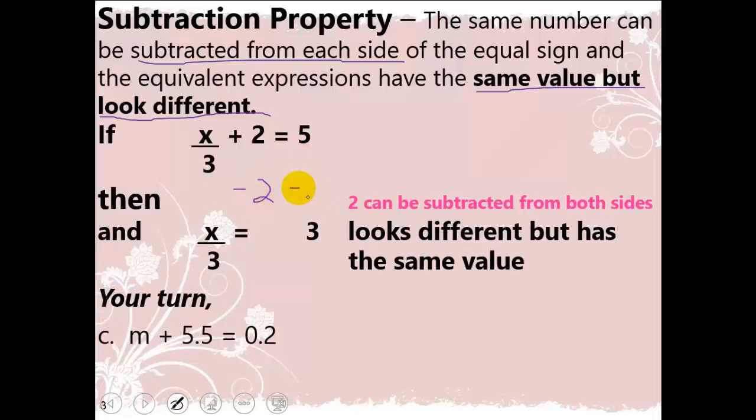If I subtract 2 from both sides of the equation, then I'm left with x divided by 3 is equal to 3. And we'll learn another step that we can take to solve that even further. So go ahead and try C on this slide. Hit pause and then come back and see if you got it right. So it's minus 5.5 on both sides. So we have m is equal to negative 5.3.